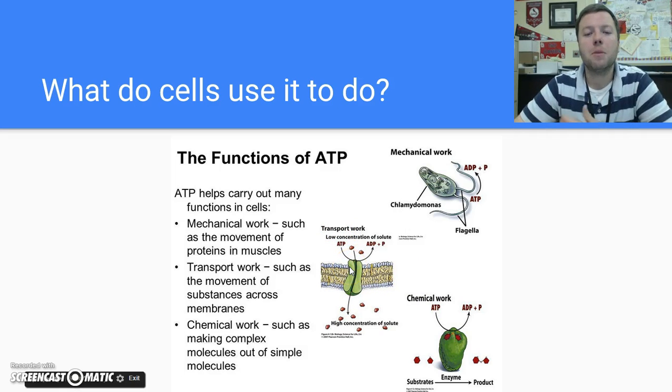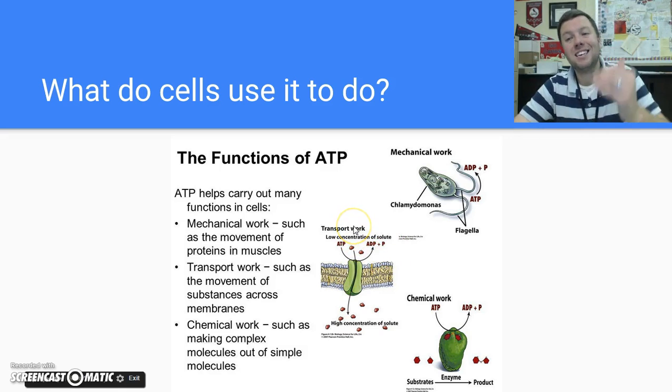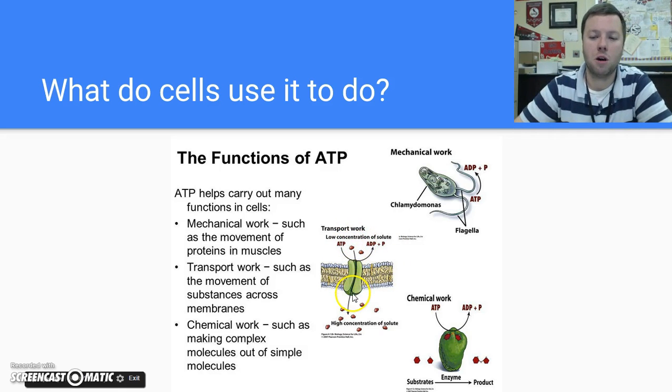ATP makes its way to the pump. You hydrolyze that third phosphate, use water to break it off, and that creates ADP and phosphate, and most importantly, energy to move things against the concentration gradient. Notice here it is from low to high.